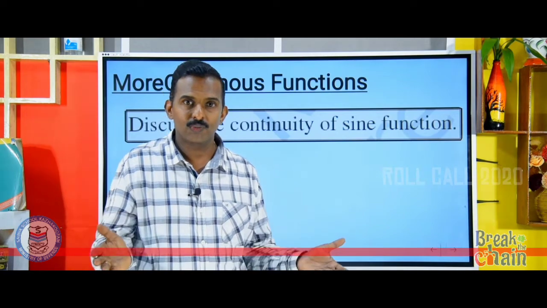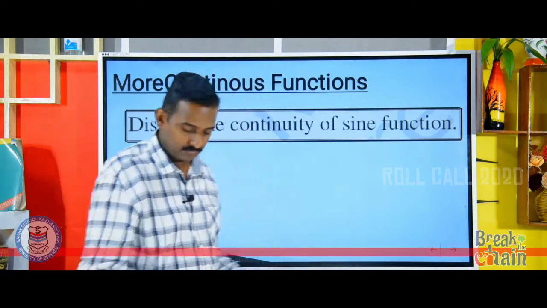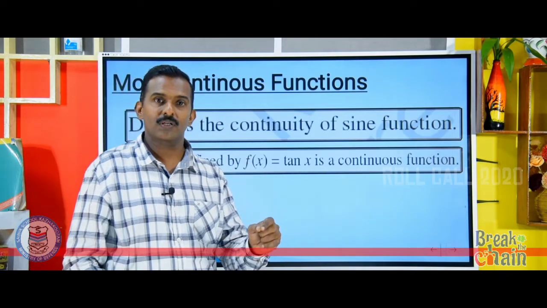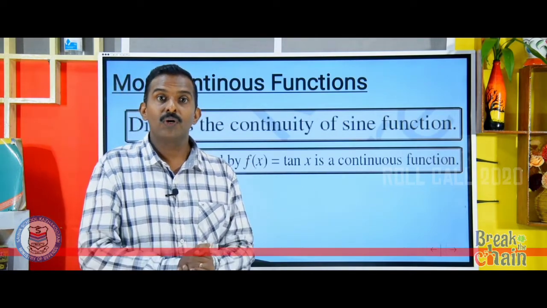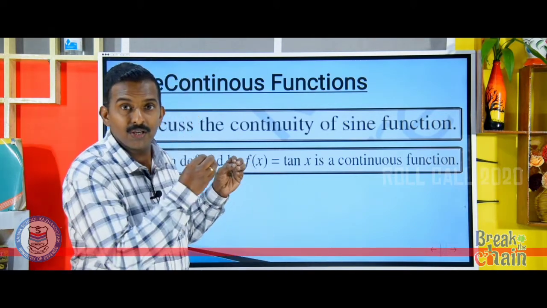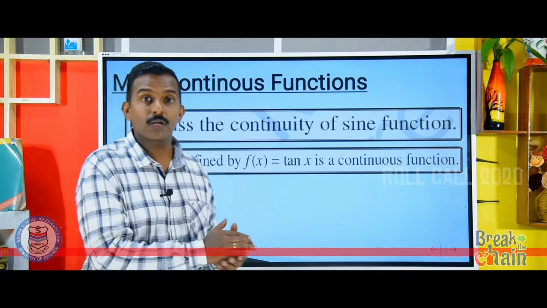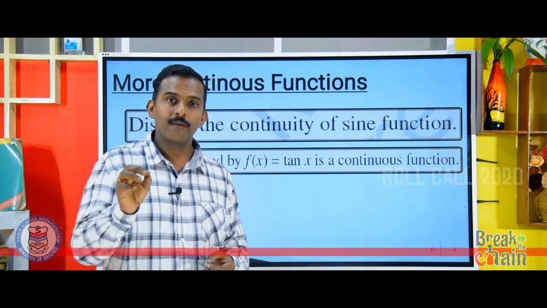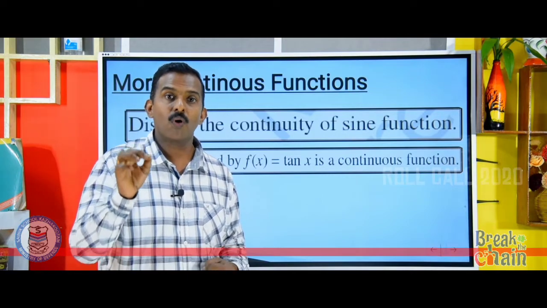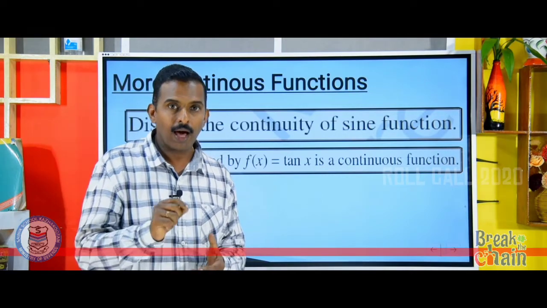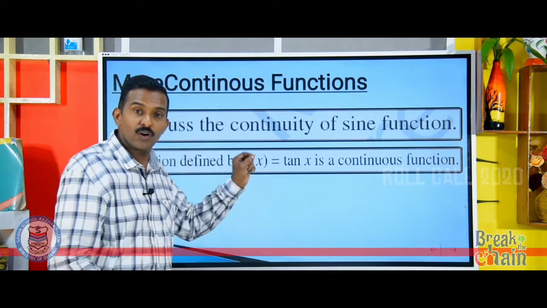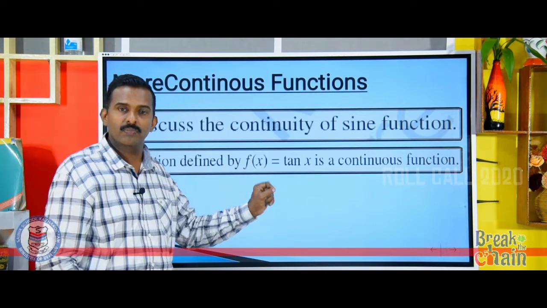Now what does that lead to? Tan function. Tan function is also a continuous function, because it can be compared to a rational function. It is a function of the type f by g, but continuous in its domain. What is the domain of tan function? R minus all values of x where x becomes an odd multiple of pi by 2. R minus (2n plus 1) into pi by 2. Tan function is also a continuous function.